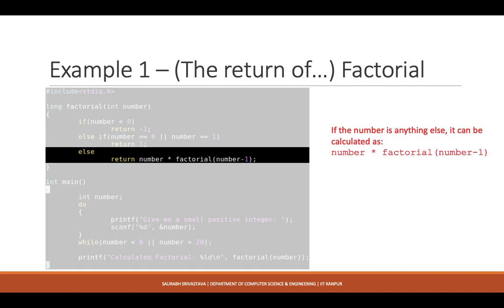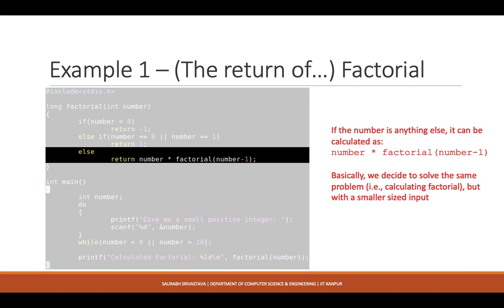Now for all the other cases, if I have a number that is not 1, you can see that what I am trying to do here is simply say that the factorial of a number can be calculated by the number multiplied by the factorial of number minus 1. This is the core idea of divide and conquer.